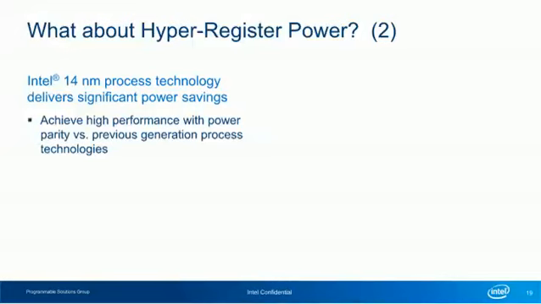Countering the potential power increase due to running designs at higher frequencies, the Intel Stratix 10 device family is built on the Intel 14nm process, which provides significant power savings. With this in mind, it is expected designers will see a power parity running their higher frequency designs when compared to their implementation on previous generation FPGA families.